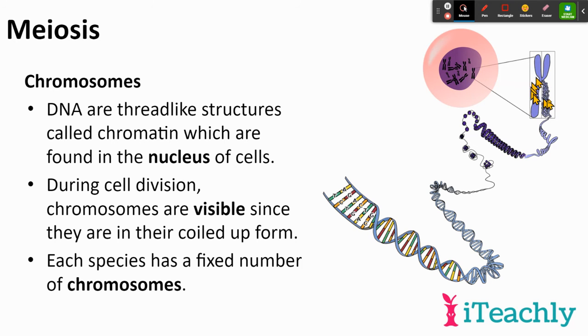But when they're in this form, you cannot make a protein out of them, right? When they're uncoiled in chromatin, you can make proteins, and it can get copied, and things like that. So you really want to keep your DNA in chromatin and not chromosomes, so you can actually have access to it. Okay, so each species has a fixed number of chromosomes.